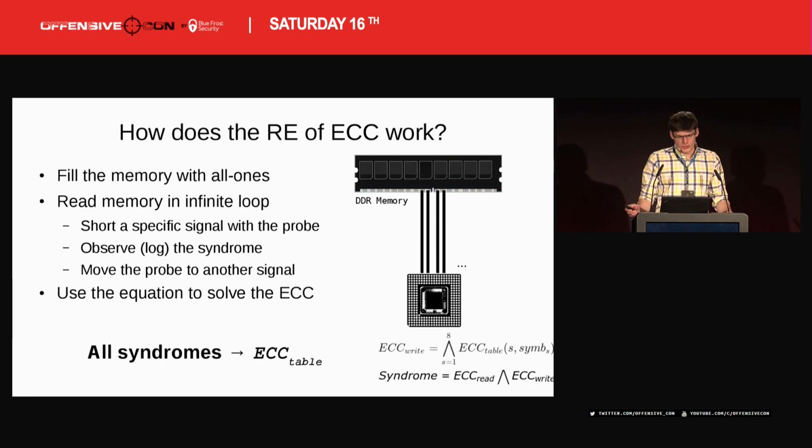Then we use the equations that I was showing you before to figure out the ECC table. So if we observe all the syndromes for all the bits being faulted, then we can recover the full ECC function. So in short, this is the way the attack works.